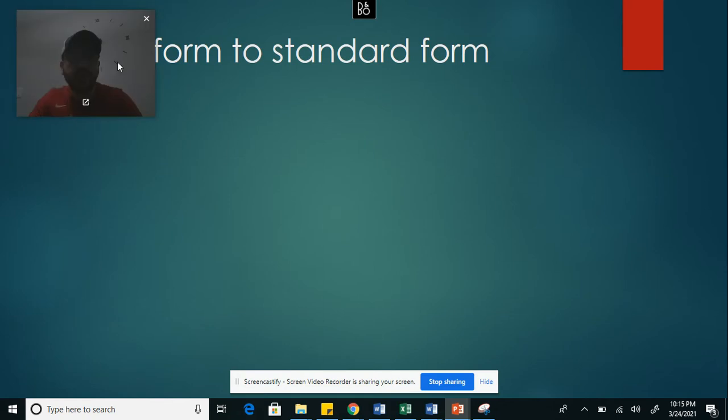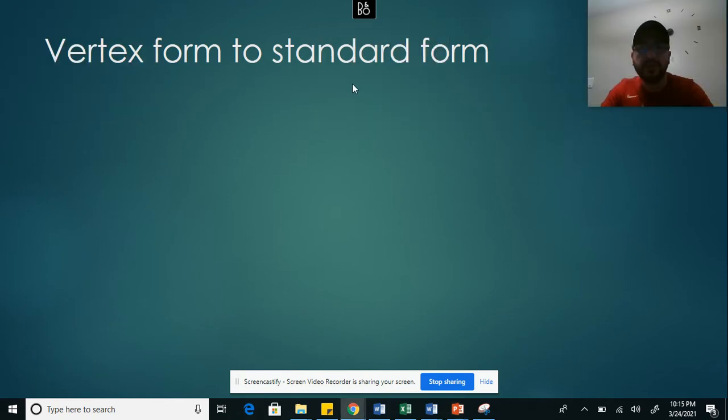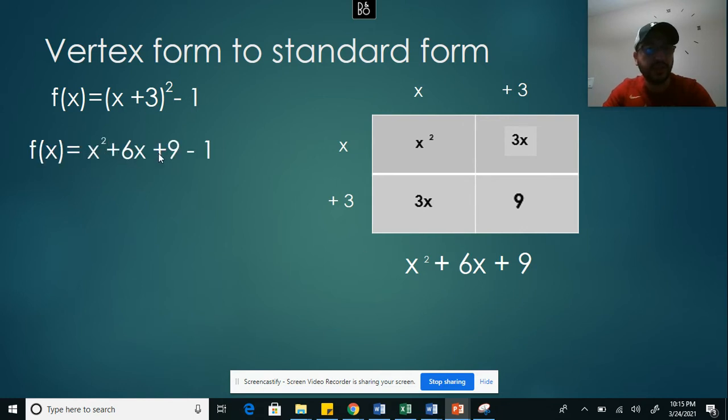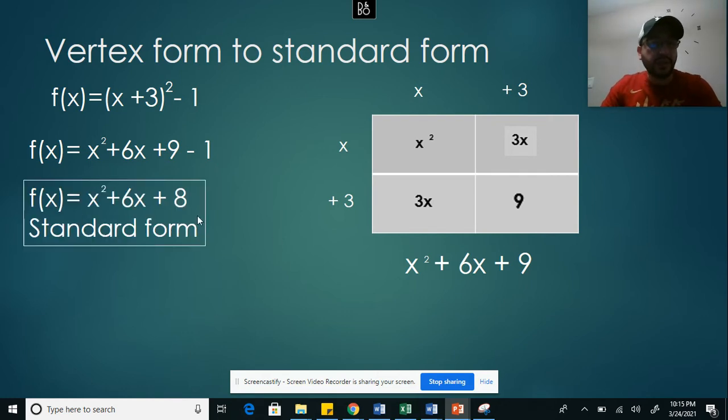But what if I want to change the vertex form into standard form? Remember, when we got to the second power, we need to use the box method to multiply. So it will be x times x, x squared, x times 3, 3x, x times 3, 3x, and 3 times 3, 9. Combine everything that is inside, and then we're going to replace this with this. So it's going to be x squared plus 6x plus 9 minus 1. We can combine the constants. So my standard form will be x squared plus 6x plus 8.